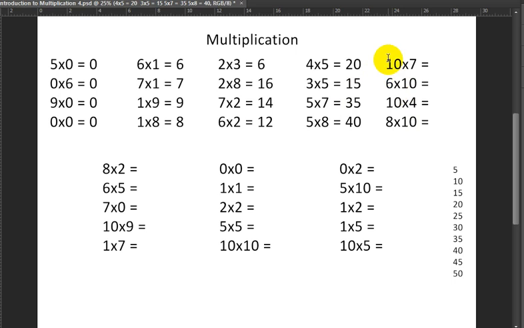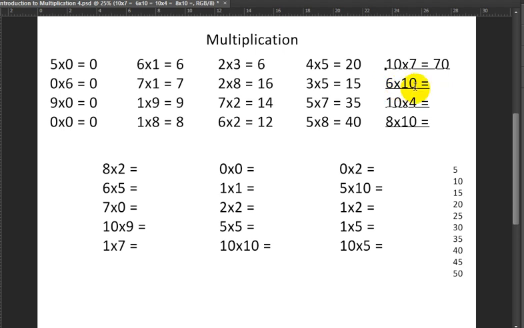Next up, we have the multiplications with 10. If you remember, the rule for 10 is that we need to find what number we're multiplying with 10, rewrite it, and then put a 0 after it. So here, we are going to ask ourselves, what number are we multiplying with 10? And the answer is 7. So my answer is going to be 7 and then a 0 afterwards. So 70.